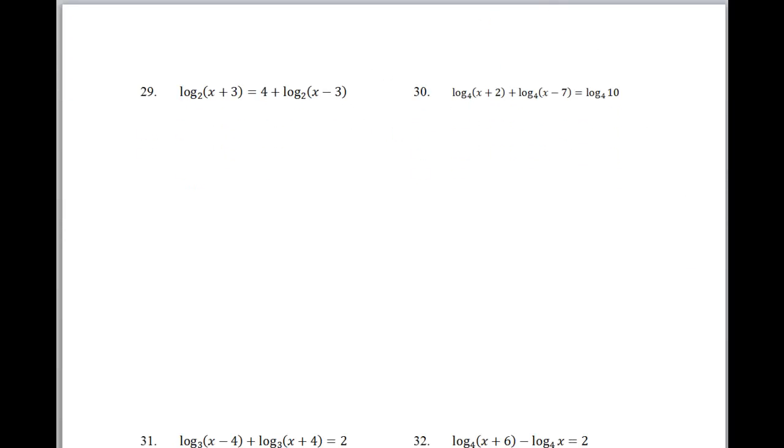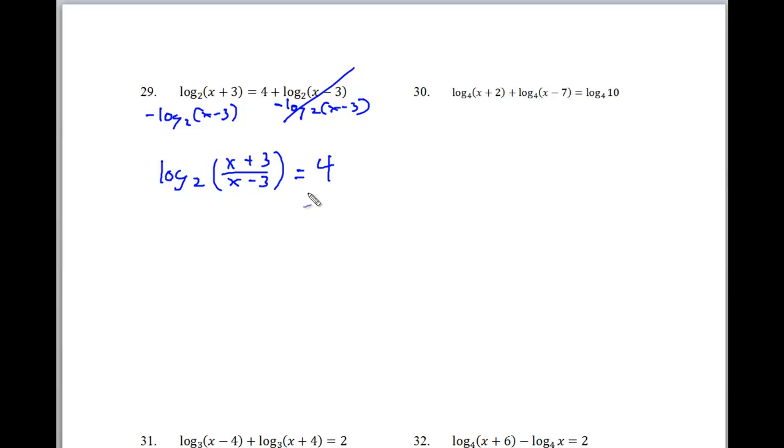Now, what I would do in problem number 29 is move this log on the right to the left. That way we can consolidate this down to one log, so minus the log base 2 of x minus 3. So that simplifies there. So here's what we have on the left-hand side. We've got the log base 2. Now, these are being subtracted, so that's going to make a quotient, a division problem, like so. A common mistake is people would just cancel out the 3's and write 2x, but that's not true. When you subtract logs, they become quotients of each other using the exponential rules, and that's equal to 4.